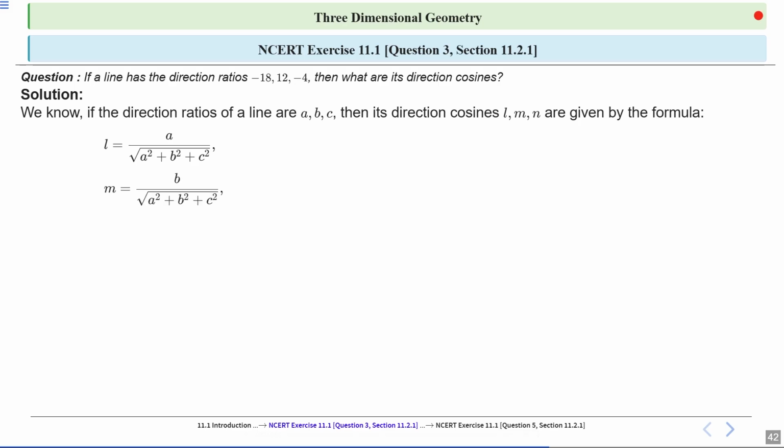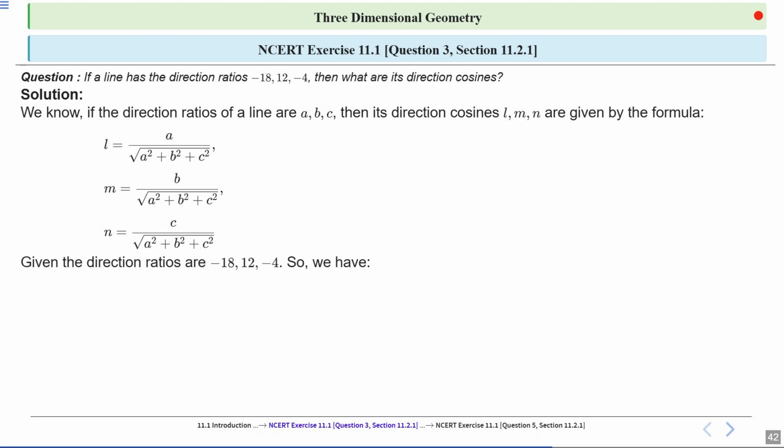Similarly, the second direction cosine m is b divided by square root of a square plus b square plus c square. In this case, b is the direction ratio along the y-axis. The third direction cosine n is c divided by square root of a square plus b square plus c square. Here, c is the direction ratio along the z-axis. Together, l, m and n represent the cosines of the angles the line makes with the x, y and z axis respectively.